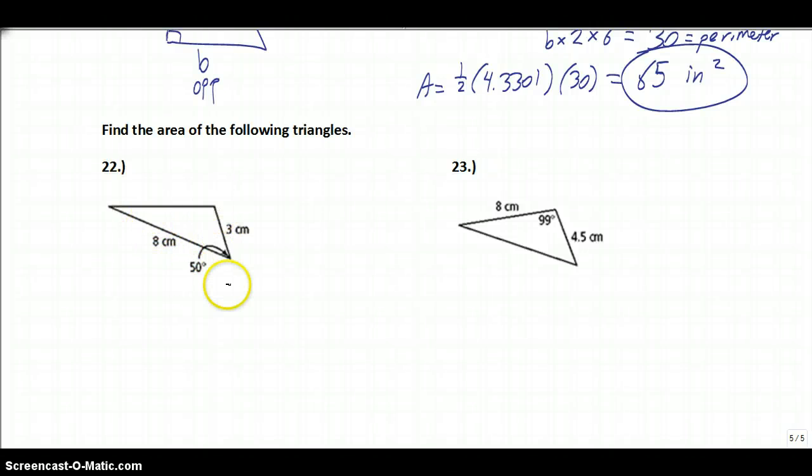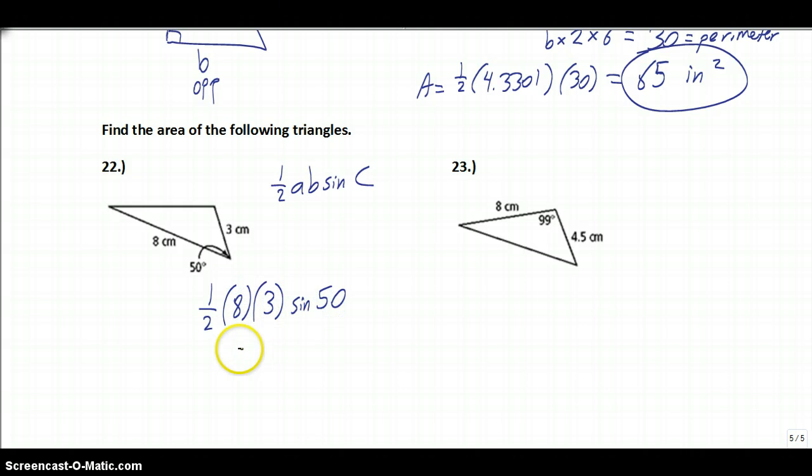If you have 2 sides of a triangle and the angle between, then you can use 1/2 AB times the sine of the angle. And we showed why in class. 1/2 8 times 3 times the sine of the angle between. So 0.5 times 8 times 3 times the sine of 50. Round to the nearest tenth, of course, you get 9.2 square centimeters.